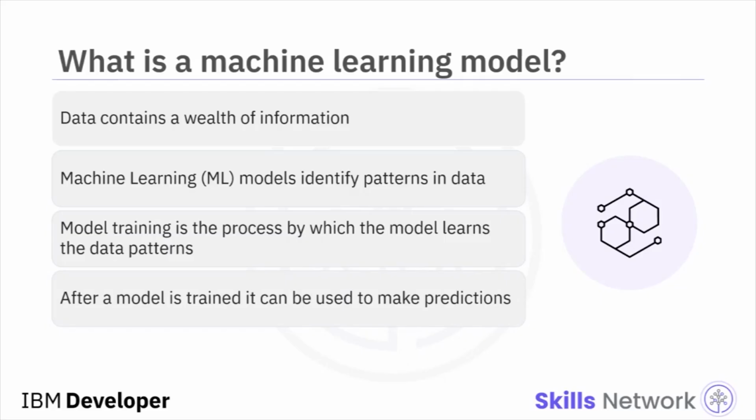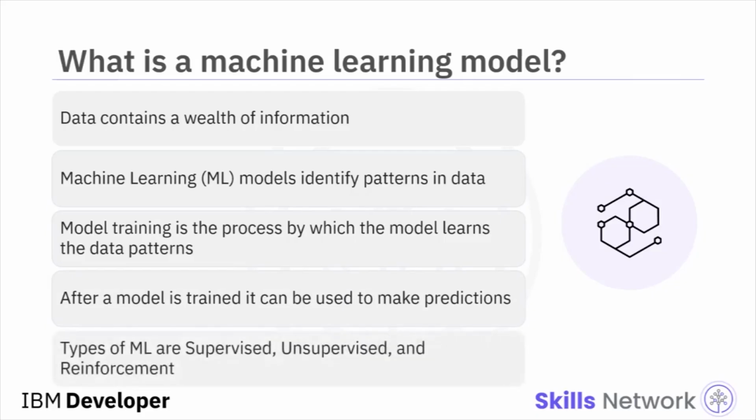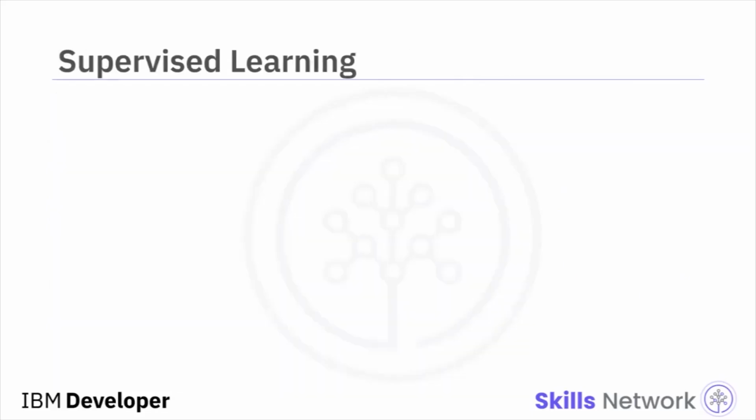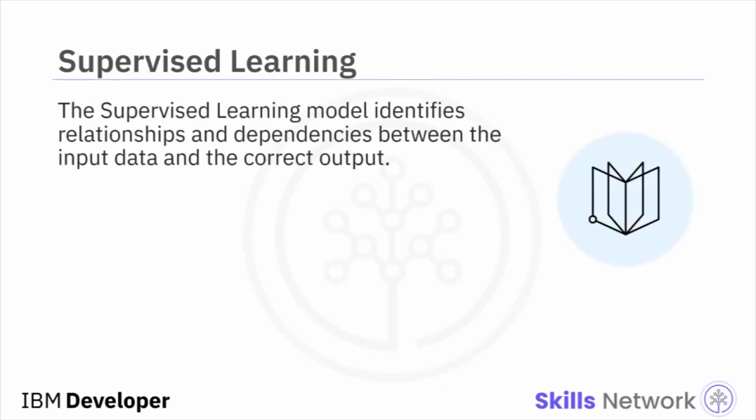When the model is presented with new data, it tries to make predictions or decisions based on the patterns it has learned from past data. Machine learning models can be divided into three basic classes: supervised learning, unsupervised learning, and reinforcement learning. The most commonly used type of machine learning is supervised learning. In supervised learning, a human provides input data and correct outputs. The model tries to identify relationships and dependencies between the input data and the correct output. This type of learning comprises two types of models: regression and classification.